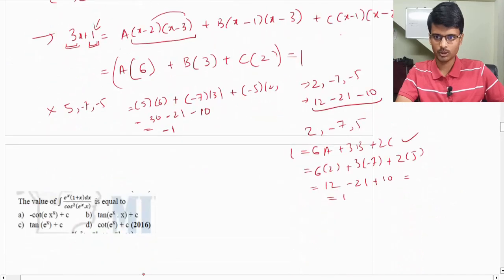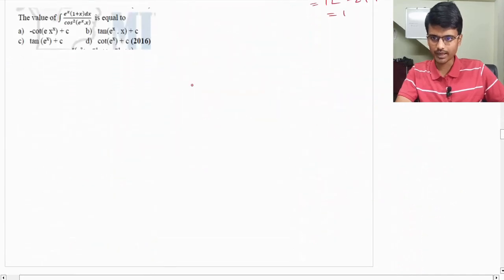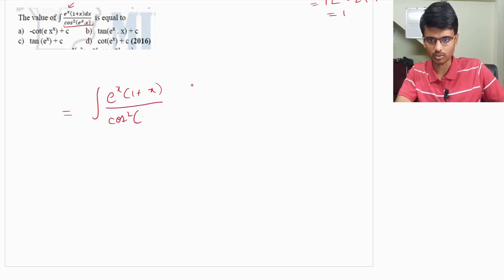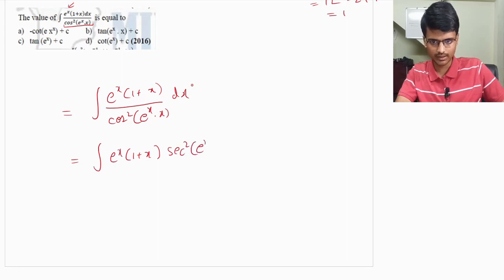Okay, moving on. Next question. Again, we have got e power x here. Okay, interesting. And we have got cos square of e power x x. Okay, let me just write the question. We need to observe. Observing the question is very important in the integration. The answer is within the question only, but you need to know the techniques, right? I can simplify this and write e power x 1 plus x. I can write 1 by cos square x as sec square e power x dot x.